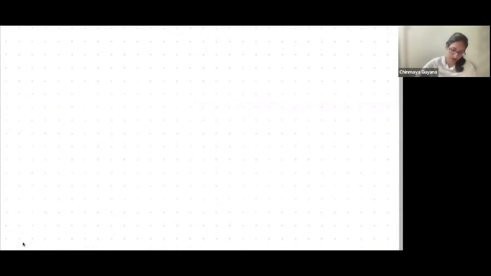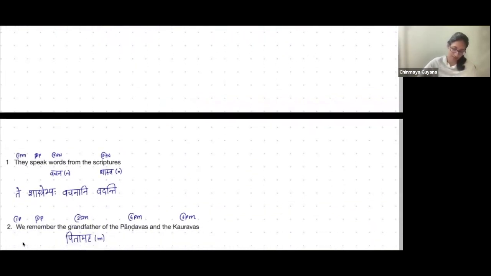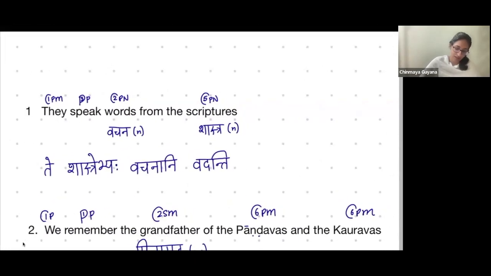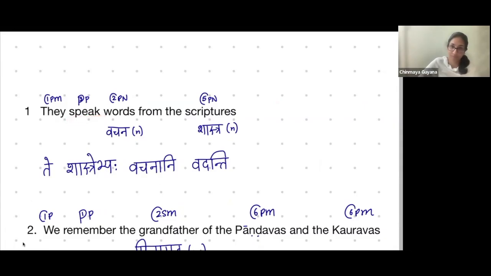Now let us go to our sentences. They speak words from the scriptures. What is our verb? Speak. Who speaks? They. Subject is first plural masculine, they. Therefore, verb will be third person plural, because they is plural.